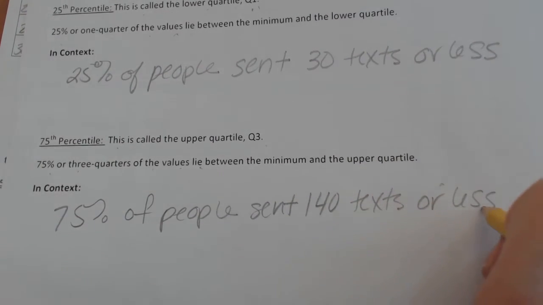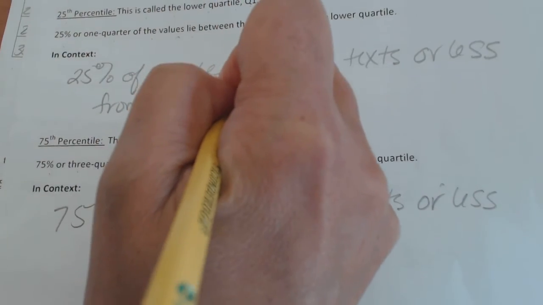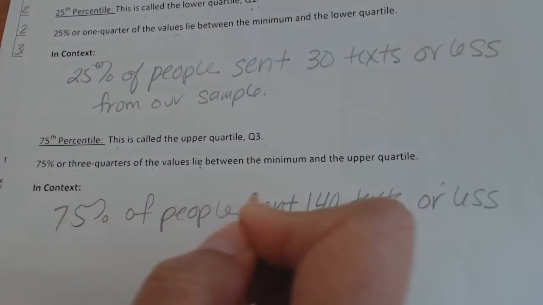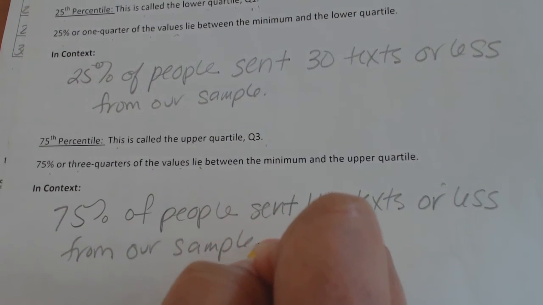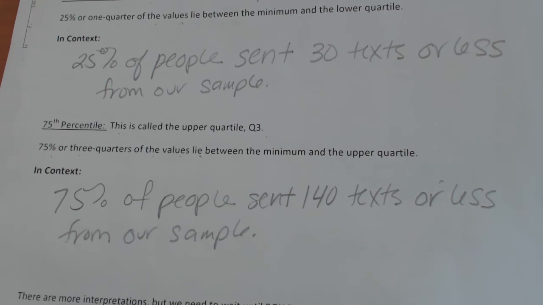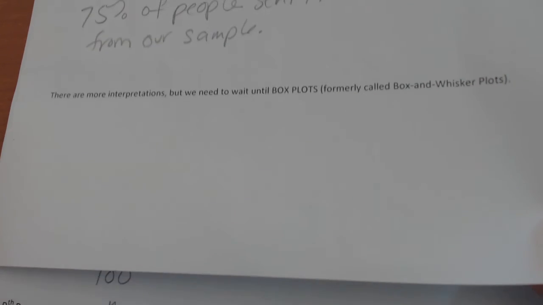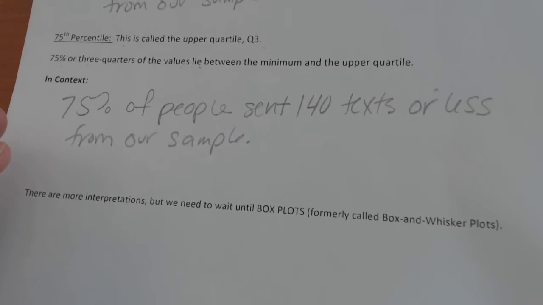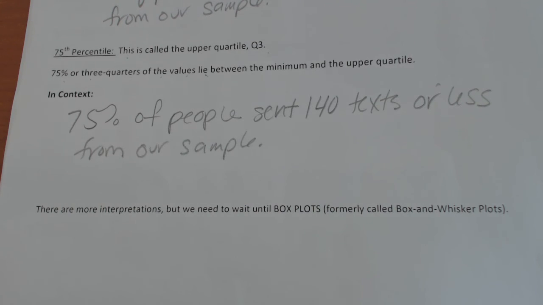And this is from our sample, because this isn't everybody. This is not the general population. This is just from the 25 people that we actually received the data from. Okay, we could keep going on with the 65% or less sent 100 texts. So 65% of the people sent 100 texts or less, but I'm going to actually stop there because we are going to be concluding this video.